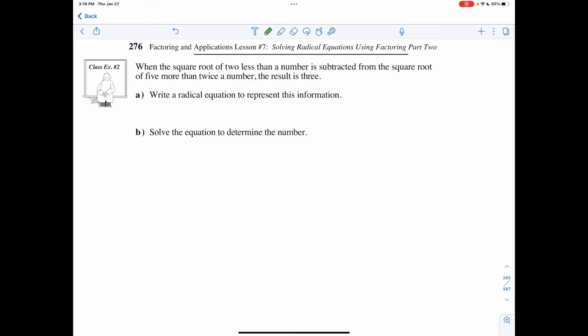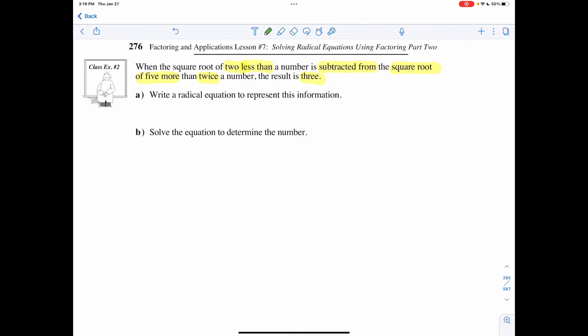For example 2, it says when the square root of 2 less than a number is subtracted from the square root of 5 more than twice the number, the result is 3.